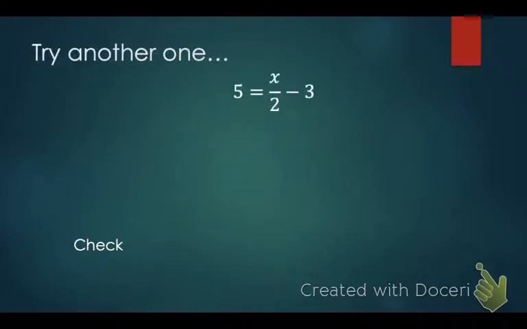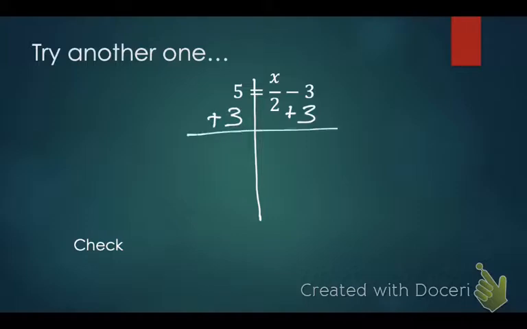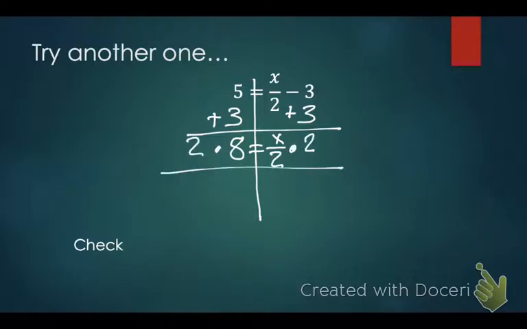All right, this one, same thing. Doesn't matter what side you're on. Line down the middle. I'm going to start by adding 3 to both sides. 5 plus 3 is 8. x over 2. To get rid of the dividing, I'm going to multiply by 2 on both sides. 2 times 8 is 16 equals x. And you can go through and check that if you want to.